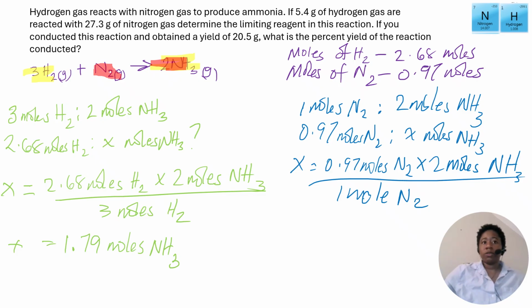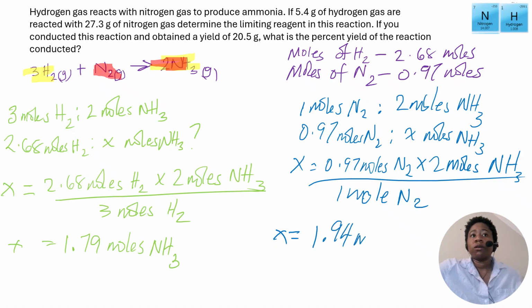nitrogen. Again, you will see that the moles nitrogen here and here, they will cancel out and we'll be left with moles ammonia, which is what we want. We want to calculate the number of moles of ammonia which will be formed. So 0.97 times 2 divided by 1. So 0.97 moles of nitrogen will react to form 1.94 moles of ammonia.